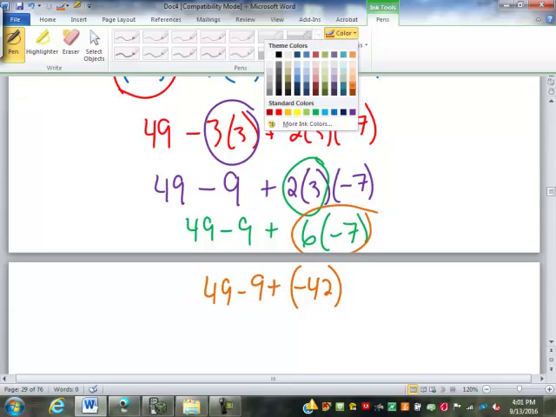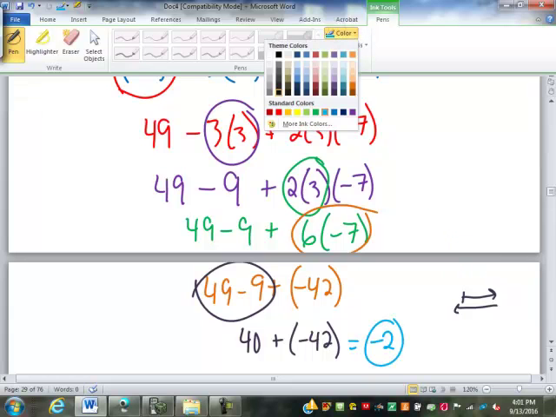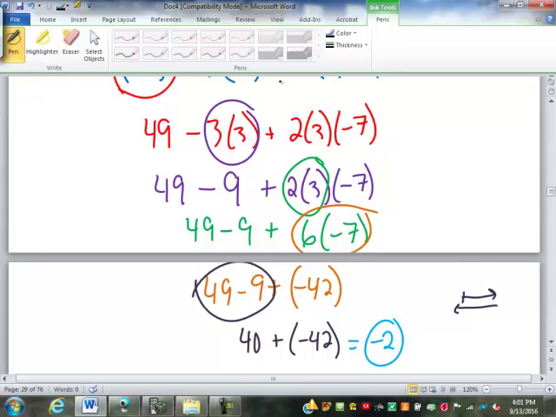So now I go left to right. 49 minus 9 is 40. Plus a negative 42. 40 and negative 42 makes that negative 2. Perfect. What do you think? Not much fun?